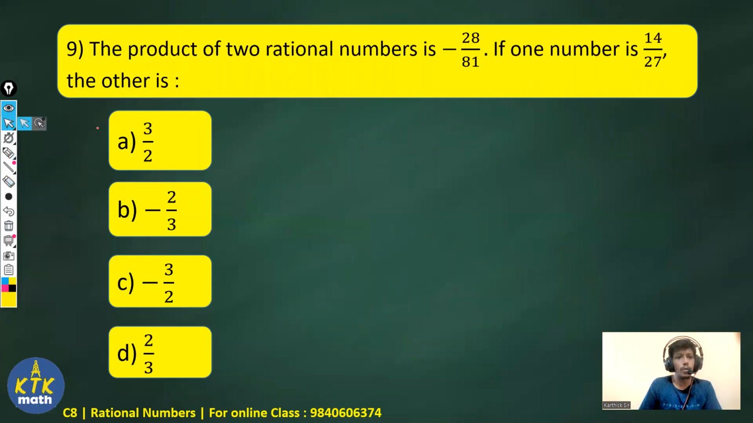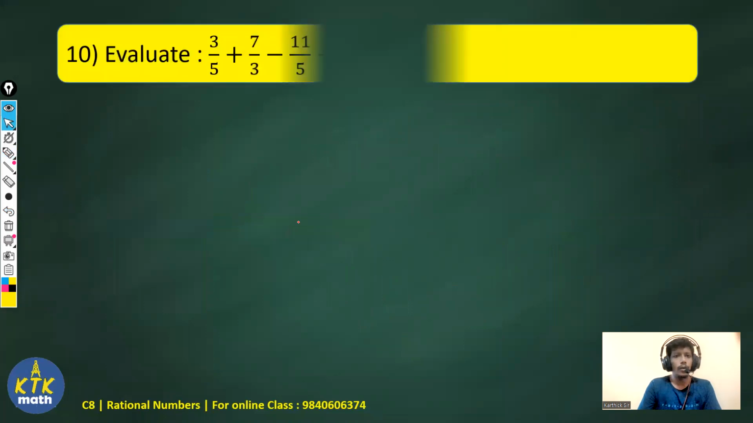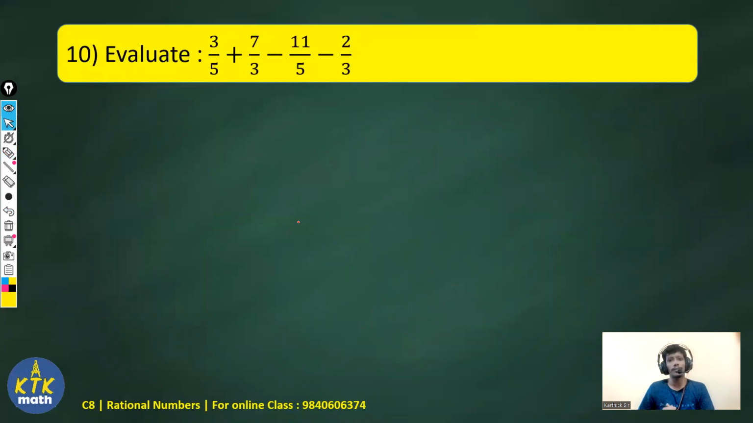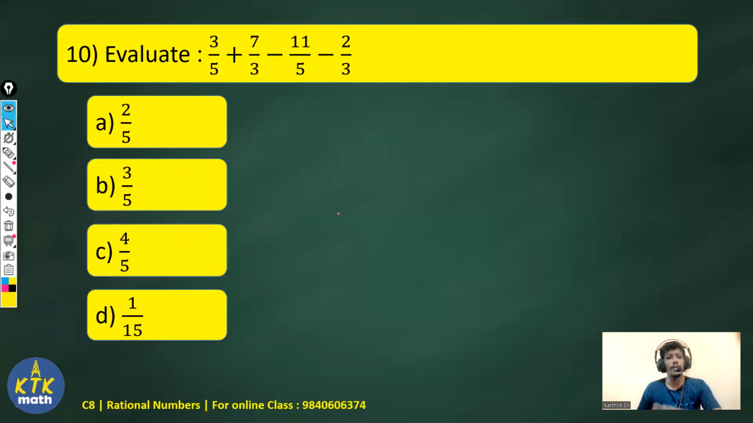Now let us move to the last question of this video. Question number 10. Evaluate. So you have 4 rational numbers with addition and subtraction. You may feel it's a lengthy one. No, it's very easy. Check out the options, just keep them aside. What I'm going to do is check out the denominators. Addition and subtraction always depend on denominators only.